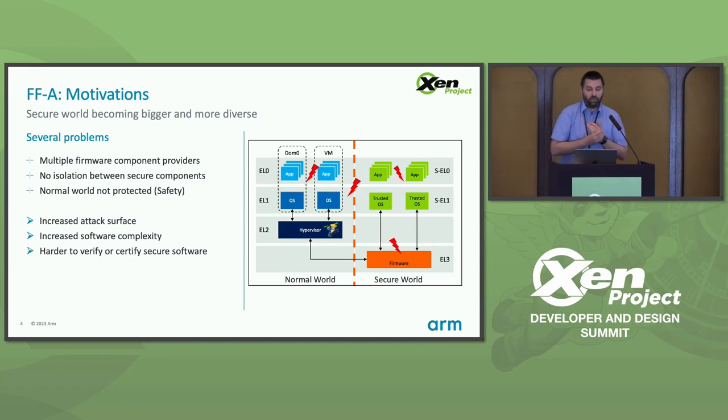We now have multiple firmware components which are coming from different sources. In the current way of building the software stack, there is no real isolation provided inside the secure world, which means that an application in a trusted OS can impact another application in the trusted OS. There is no isolation between them. And the trusted OS itself could in fact impact the EL3 firmware. So in the current stack, everything needs to be secure and trusted in the secure world as a big block.